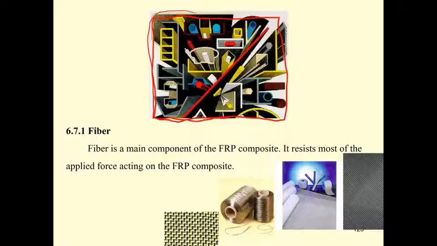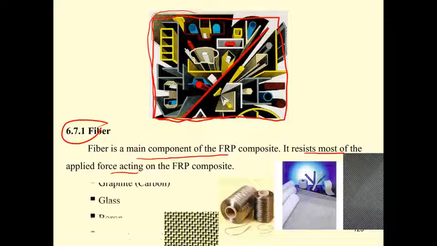Okay, let's talk about the components of fiber reinforced plastic. The first one is the fiber. The fiber is the main component of the FRP. It is going to be used to resist the force. It's the same as the steel. It's comparable to the steel. Most of the force is taken by the steel in reinforced concrete, and the fiber is going to take the force in the FRP. It can be separated into graphite or carbon fiber.